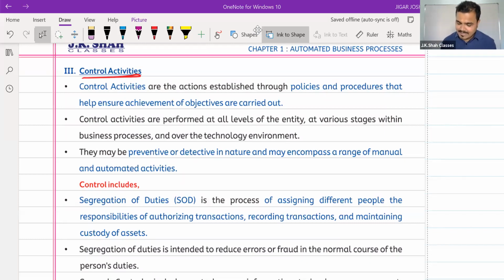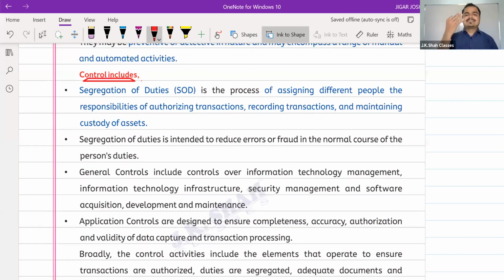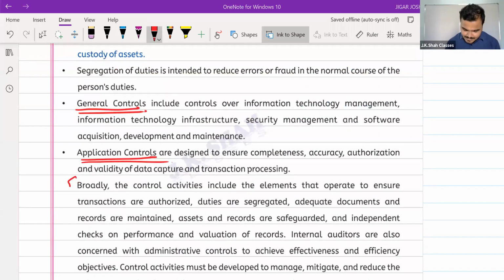So the same thing they have defined over here: achievement of objectives. And controls include how many types of control? Sir, three. Everyone knows. First is SOD, segregation of duties: the work in an organization must be divided. Yes, sir. Second is ITGC, information technology general controls. You had explained the entire question on it previously. And the third one, sir, is application controls. Understood? Yes, sir.